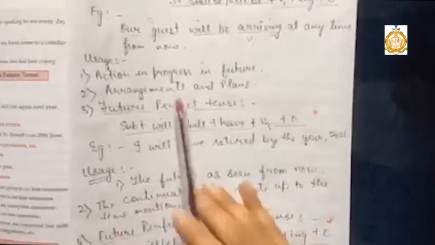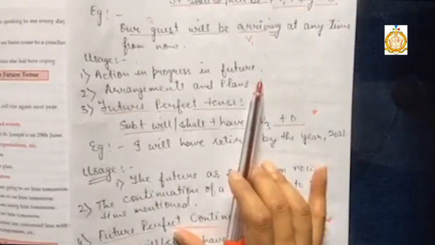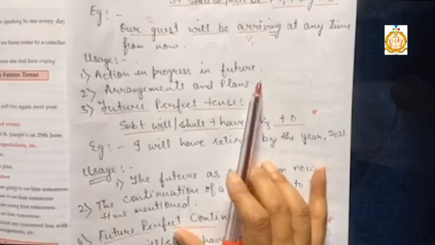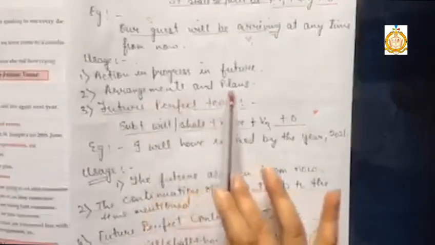Where is it used? It is used to show actions in progress in future. In future, which actions will continue over there, those actions will be represented by using future continuous tense. Then arrangements and plans.